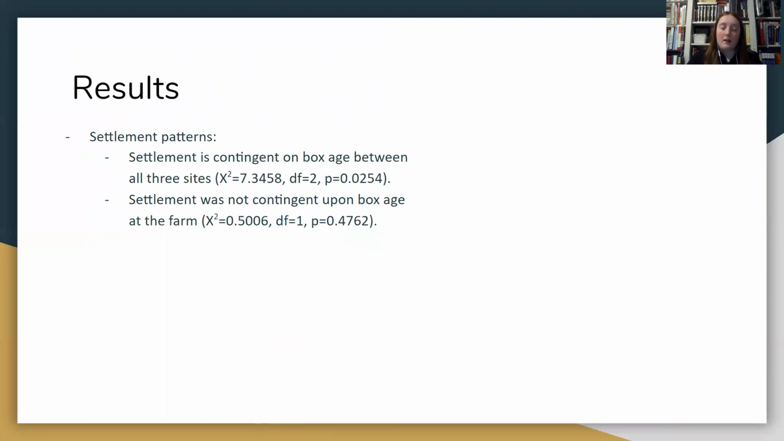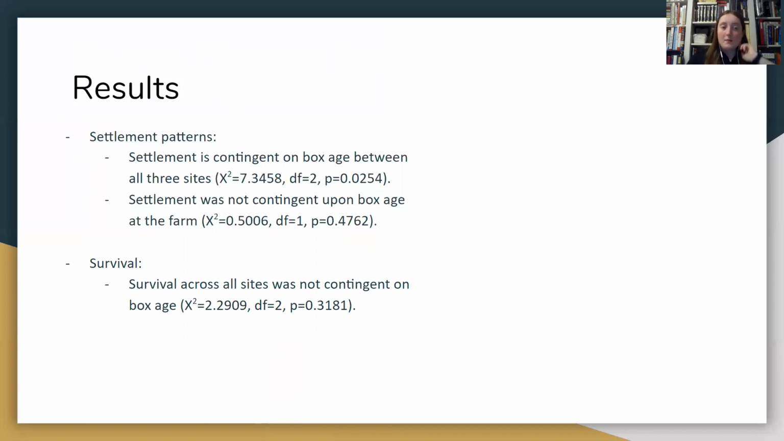a Pearson's chi-squared analysis, which tells us the probability of observed differences happening by chance. And in terms of settlement patterns between new and old boxes, we found that settlement was contingent on box age between all 3 sites, with birds preferentially choosing to nest at the farm, which was the site containing a mixture of old and new boxes, as compared to the sites which only contained new boxes. However, when looking within the farm, settlement was not contingent upon box age, meaning that while birds were preferentially choosing to nest at the site with both old and new boxes, they were not preferentially choosing one box type over the other.